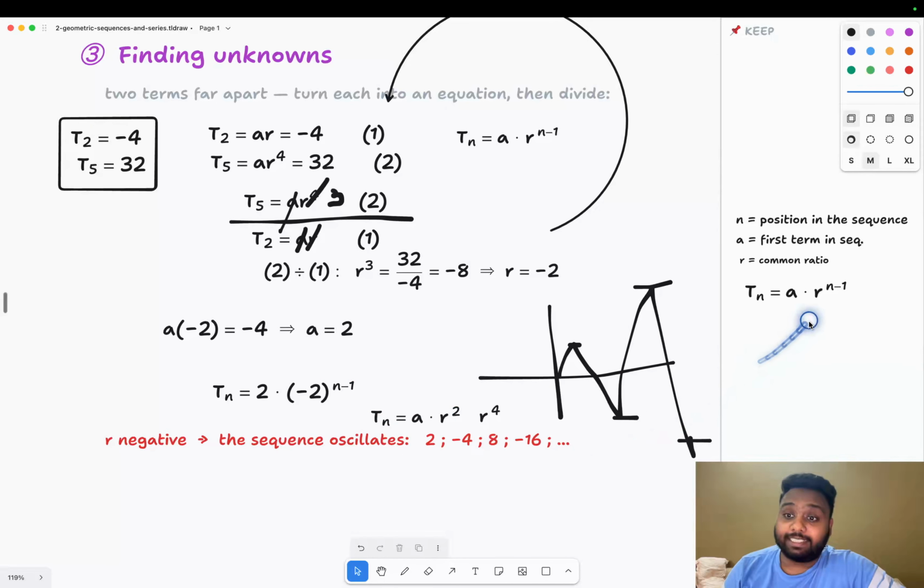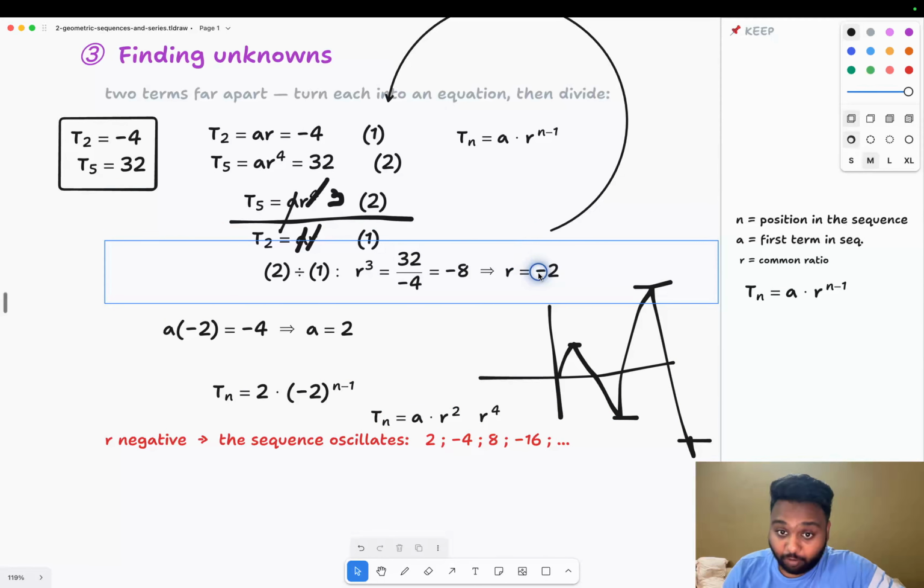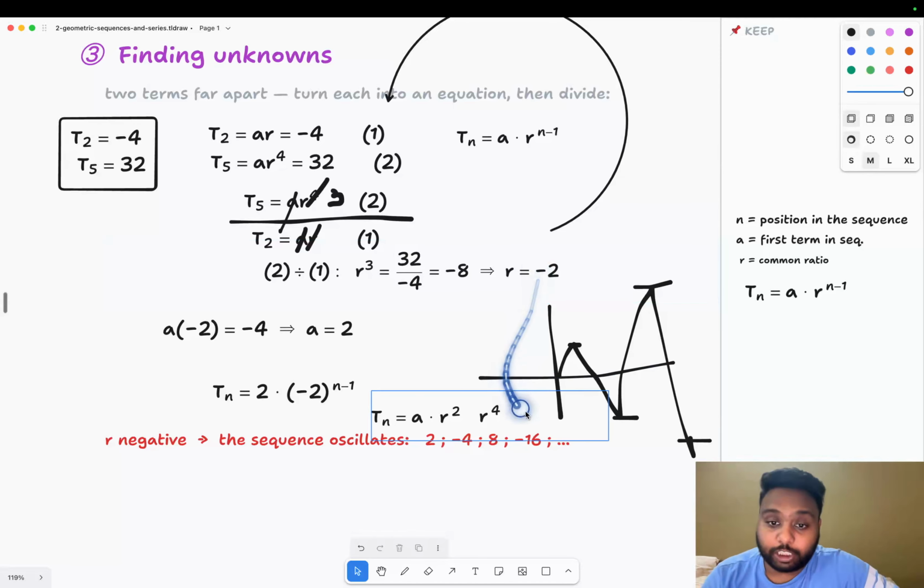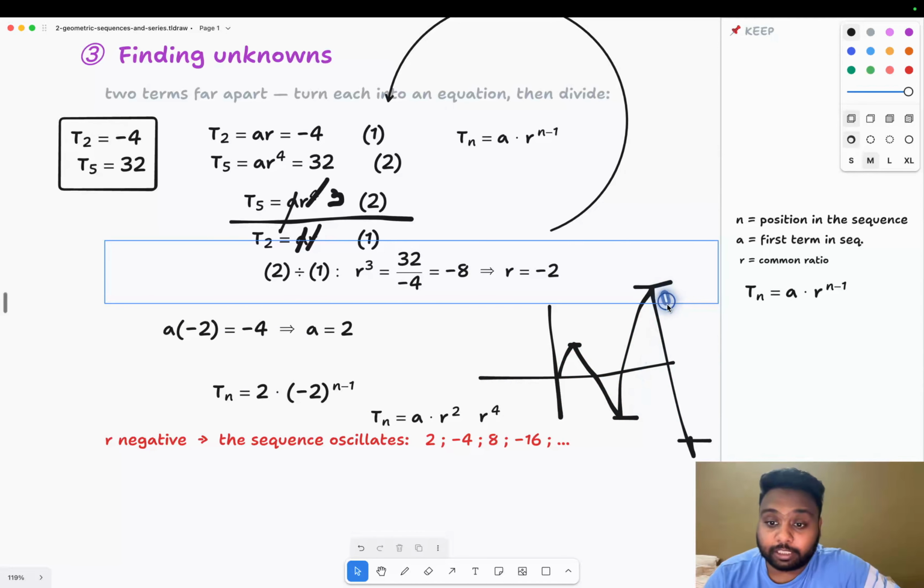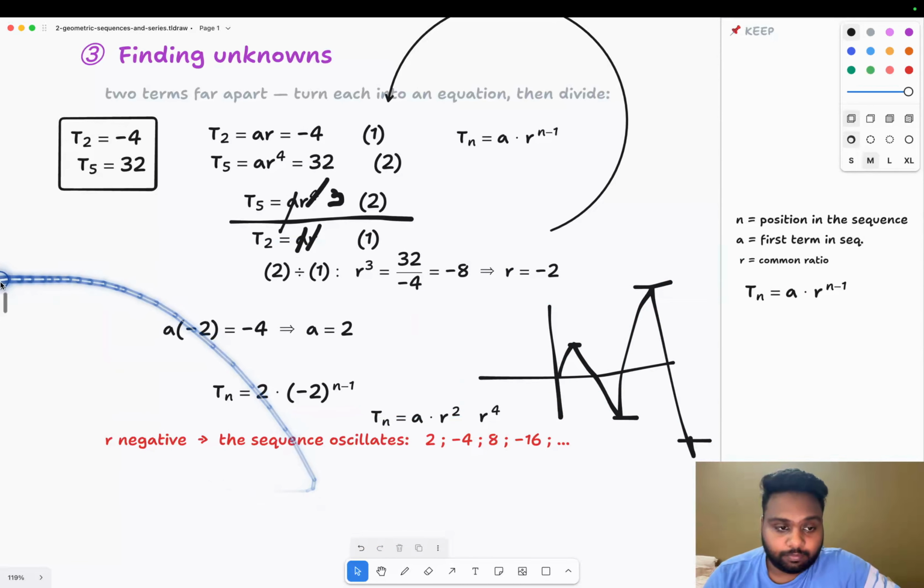Whenever the value of r is negative, like we have in our case, and we calculate the sequence, for all the even terms, the negative value is going to get cancelled out. If we multiply minus by minus, the value will get cancelled out. So for all even terms, the sign is going to be positive, and for all odd terms, it is going to be negative. So our sequence will oscillate between plus and minus and plus and minus values.